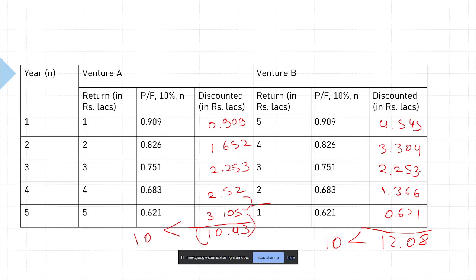3 years. So till here the sum is 10.102. So somewhere very close to year 3, this will be the payback period in case of venture B, and somewhere very close to year 5, it would be the payback period in case of venture A, discounted periods. So obviously we will be preferring venture B. You can calculate the exact values by again interpolation.